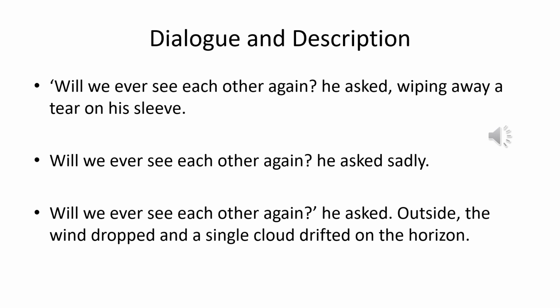"Will we ever see each other again?" He asked sadly. We don't want you to tell us how he feels. We want you to show us. The third example, again, it risks being a little cliched, but it's far more sophisticated. "Will we ever see each other again?" He asked. Outside, the wind dropped and a single cloud drifted on the horizon. As we've seen before, pathetic fallacy and the description of setting can be a really powerful and effective way of describing the state of mind of your character. You should try doing something similar.